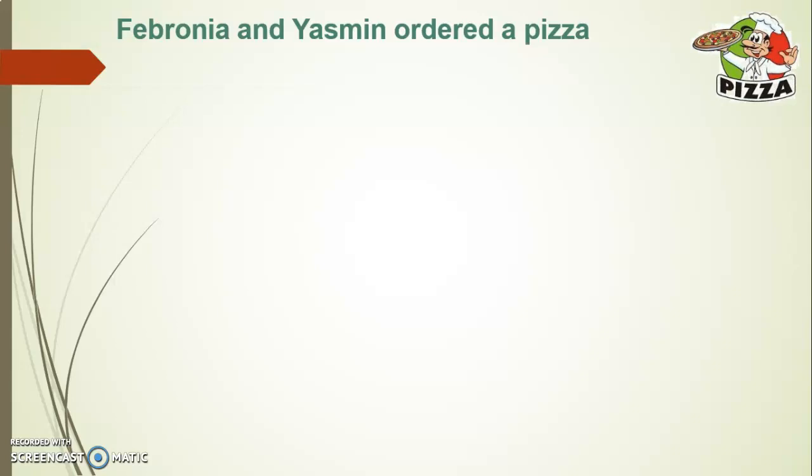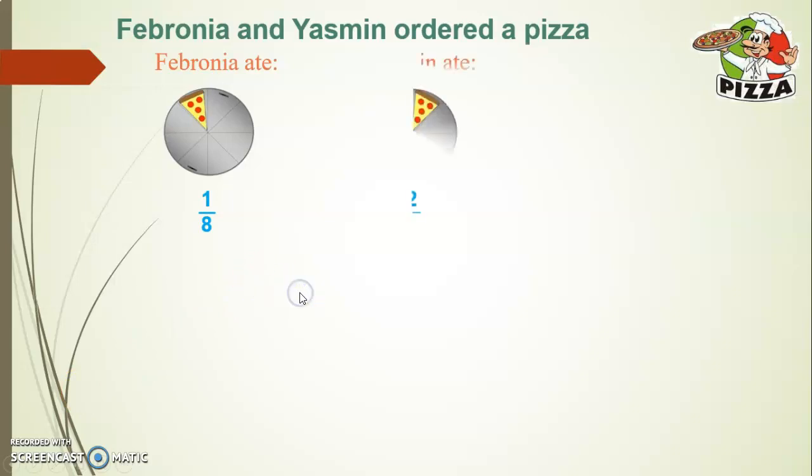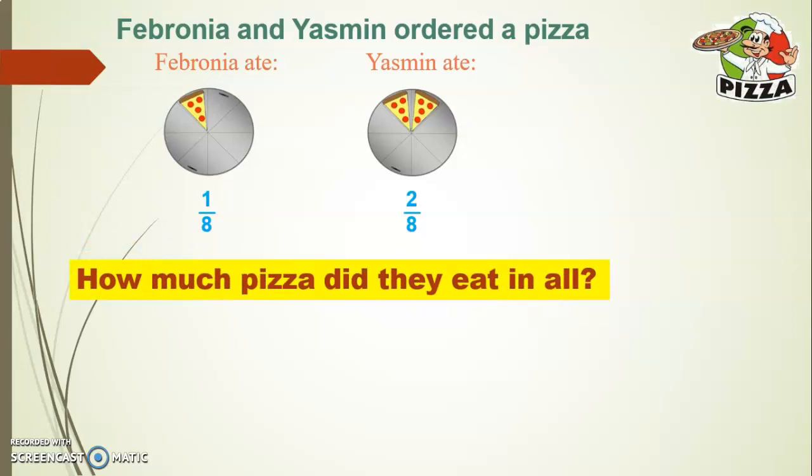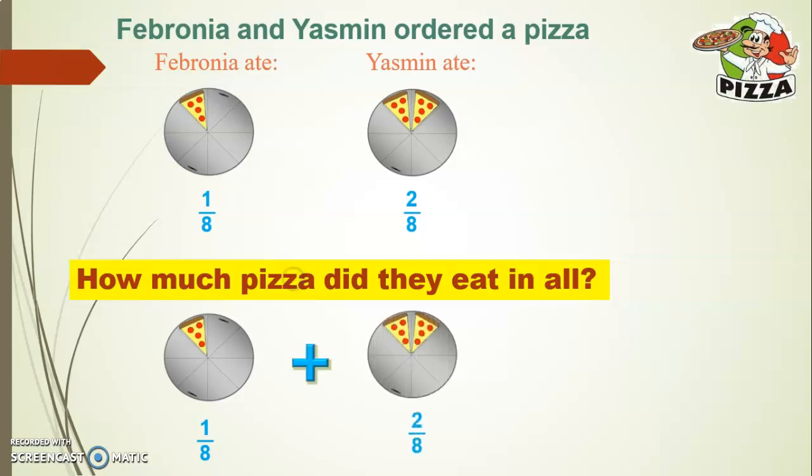Febronia and Yasmin ordered a pizza. Febronia ate 1 over 8. Yasmin ate 2 over 8. How much pizza did they eat in all? In all is one of the adding words. So I will add 1 over 8 to 2 over 8. How can I add the fractions together?